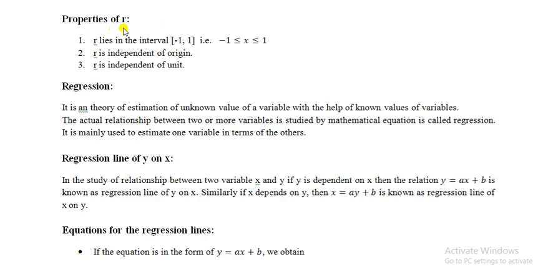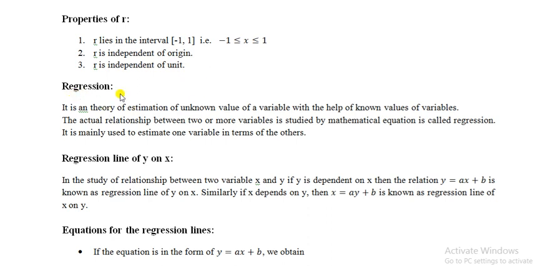Then properties of correlation. First one is r lies in the interval -1 to +1, means r value lies in between -1 to +1. Second one is r is independent of origin, and third one is r is independent of unit.